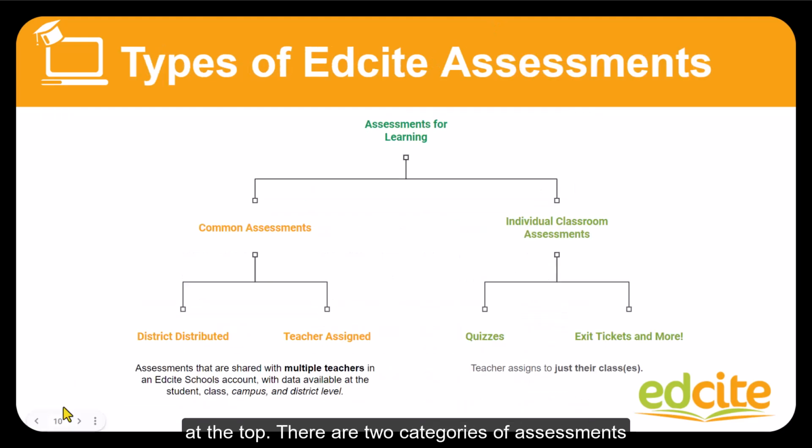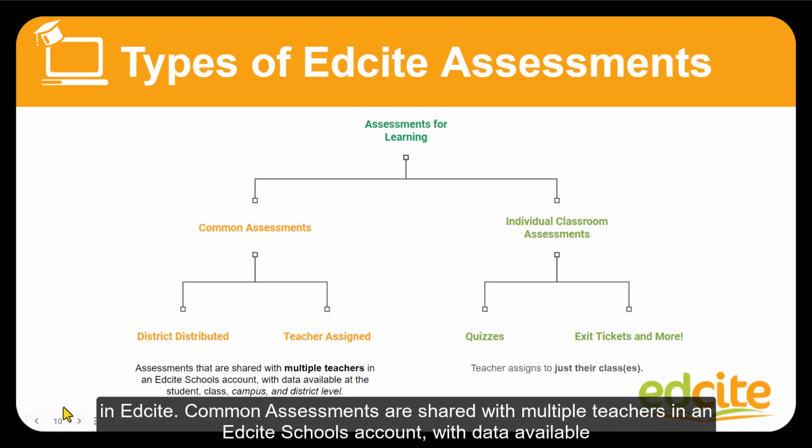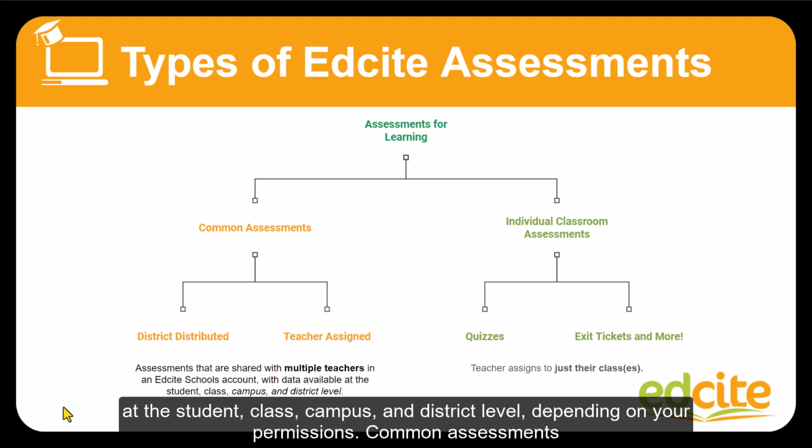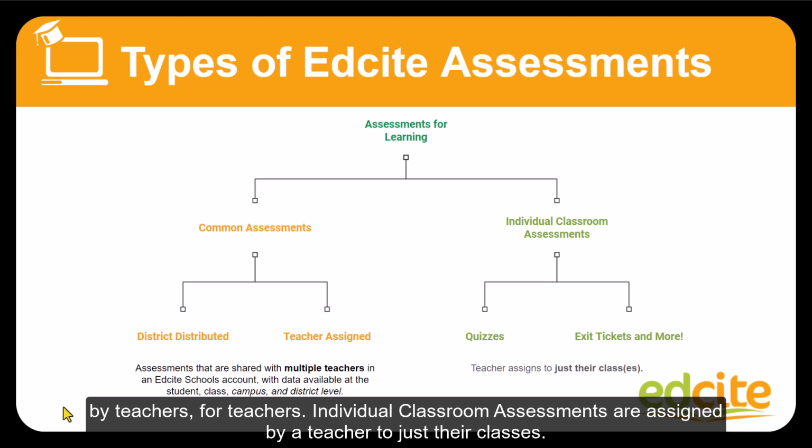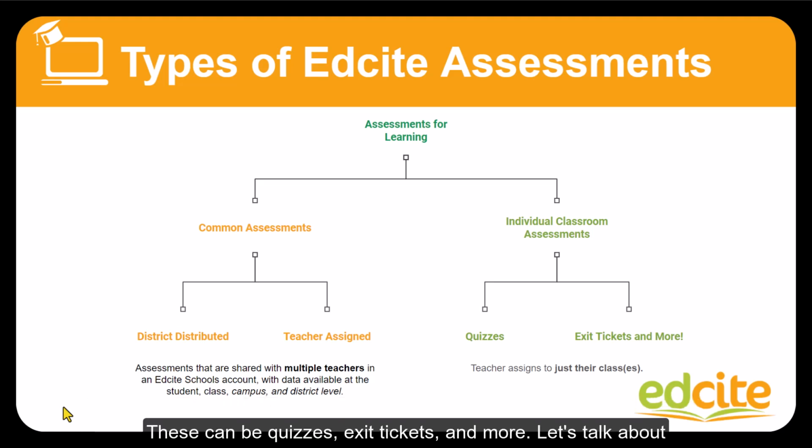There are two categories of assessments in Edcite. Common assessments are shared with multiple teachers in an Edcite Schools account, with data available at the student, class, campus, and district level, depending on your permissions. Common assessments are either district distributed from the campus or district level, or teacher assigned, which means created and shared by teachers for teachers. Individual classroom assessments are assigned by a teacher to just their classes. These can be quizzes, exit tickets, and more.